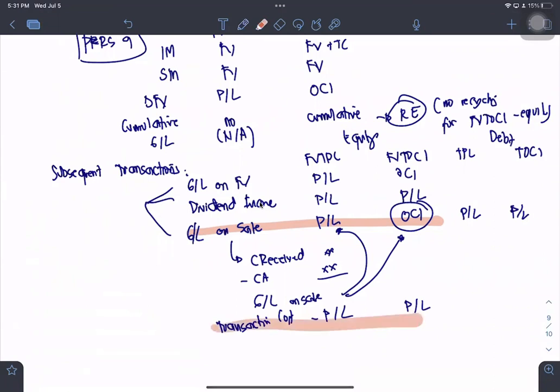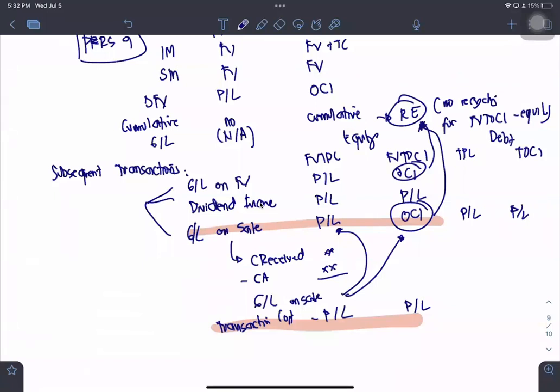And lahat ng OCI natin, saan pupunta? Sa retained earnings. Bakit pupunta ng retained earnings? Kasi under FVTOCI, there is no recycling. In short, it will go to your retained earnings. It will not pass through your profit or loss.